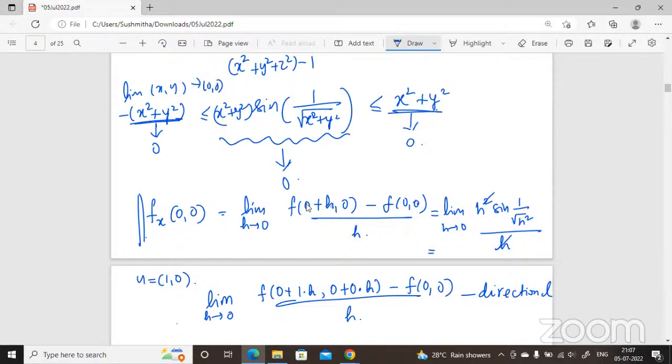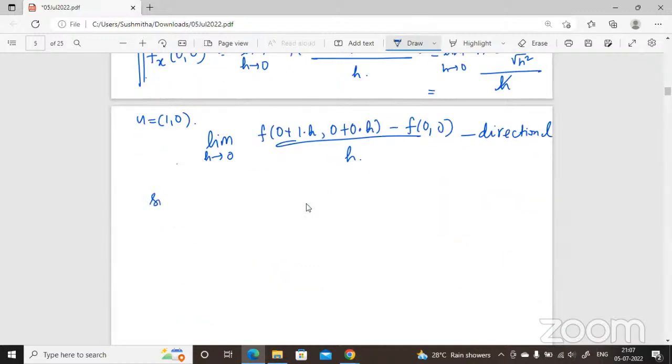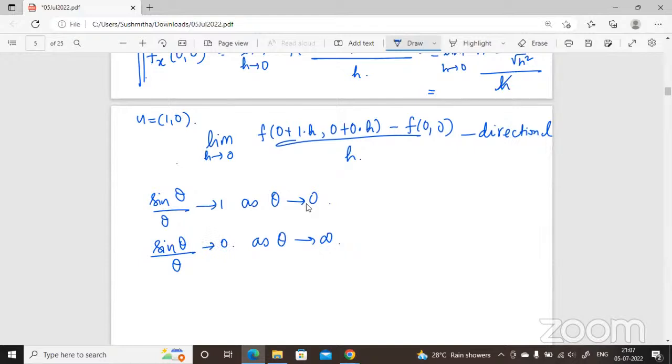So here I have 1 by h. So sine(1 by h) by (1 by h) is 1. No, h goes to 0, no? Sine theta by theta goes to 1 as theta goes to 0. But I have the other way around. Sine(1 by theta), sine theta by theta as theta goes to infinity. This goes to 0, right?